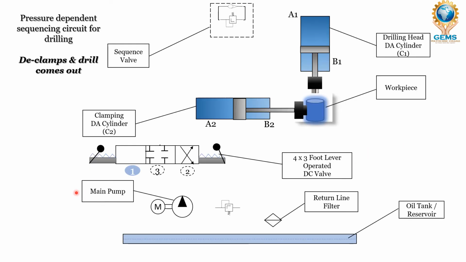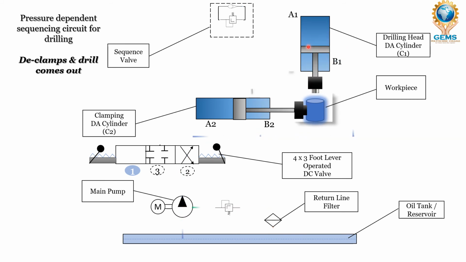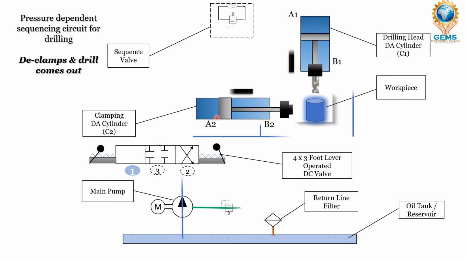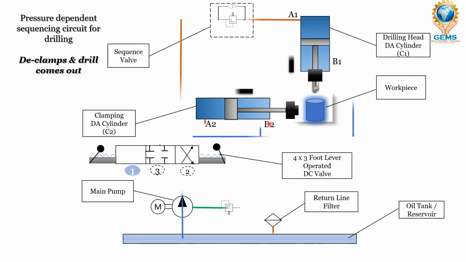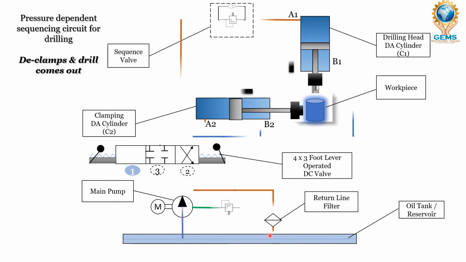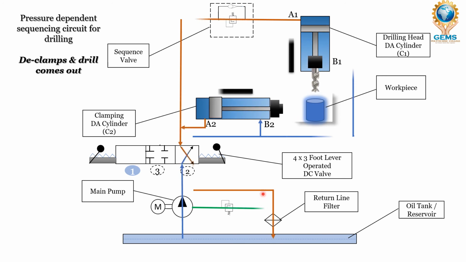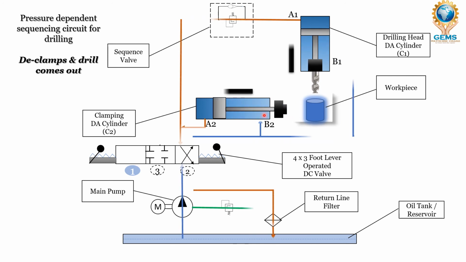Let's check how it works through a small animation. Oil from the pump moves to, first the drill has to be removed, then the declamping has to happen. The remaining oil from port A1 and the return oil from the piston at A2 goes back to the oil tank through the return line filter. First the drill has to come out, then the clamp has to come out.